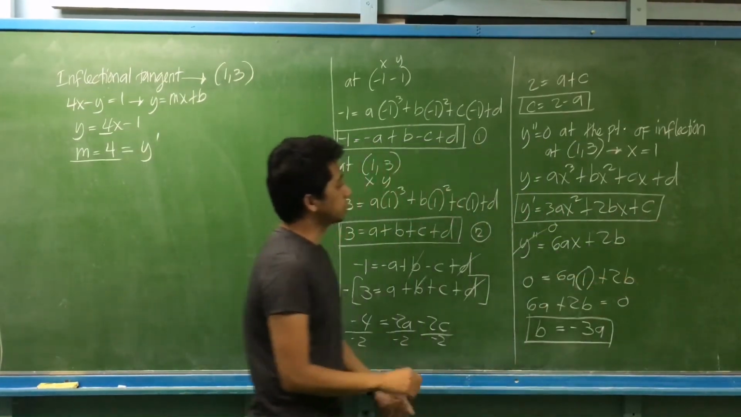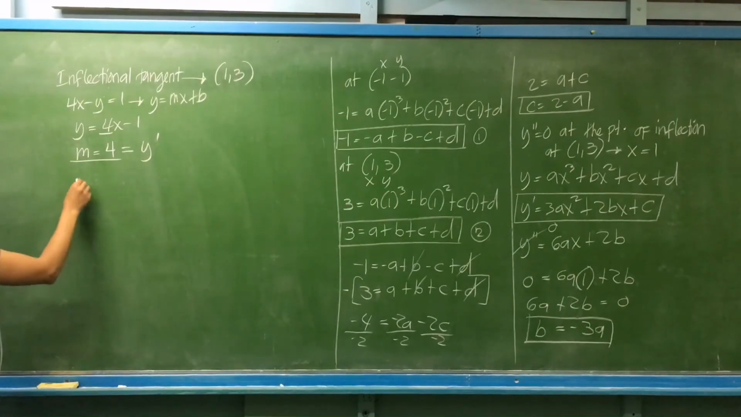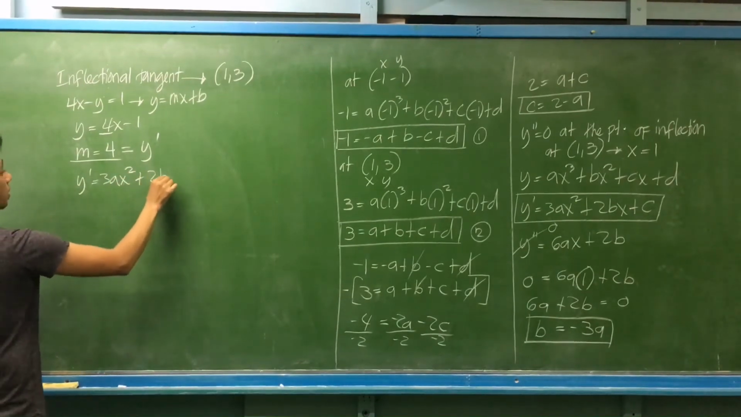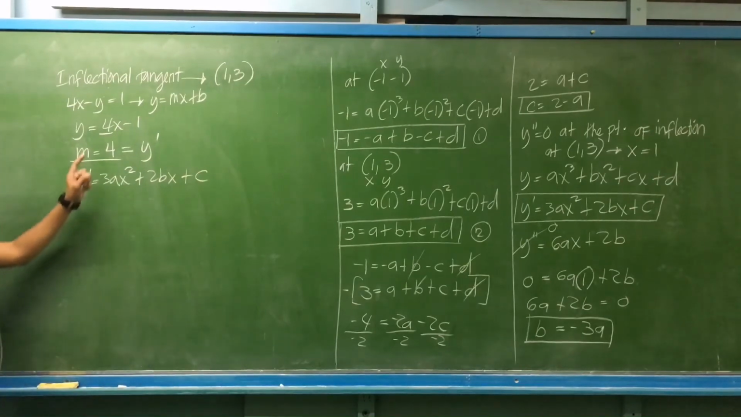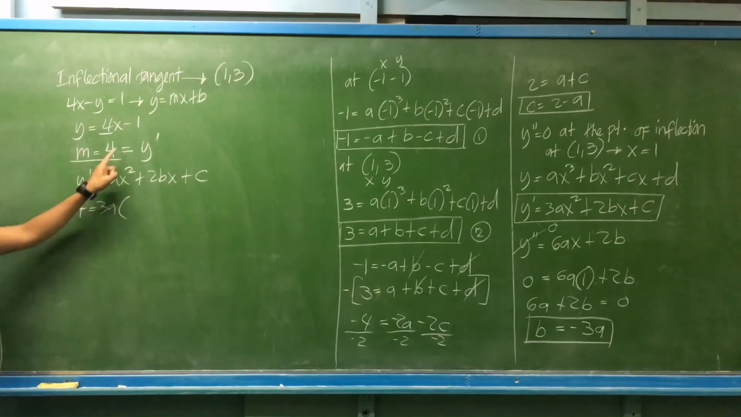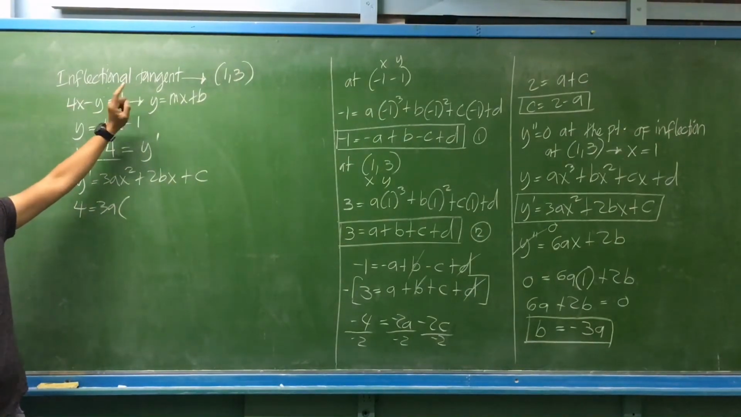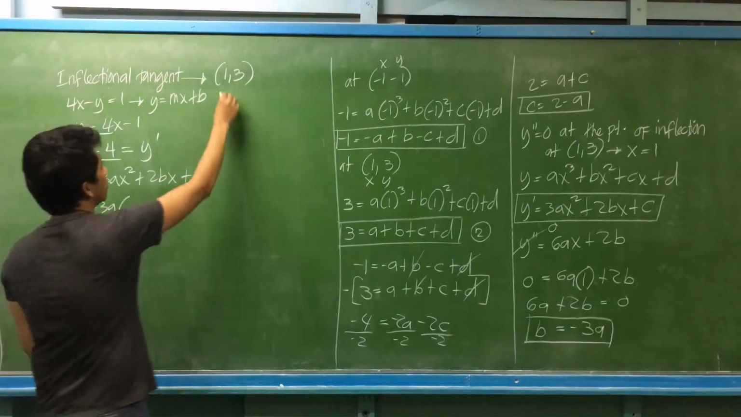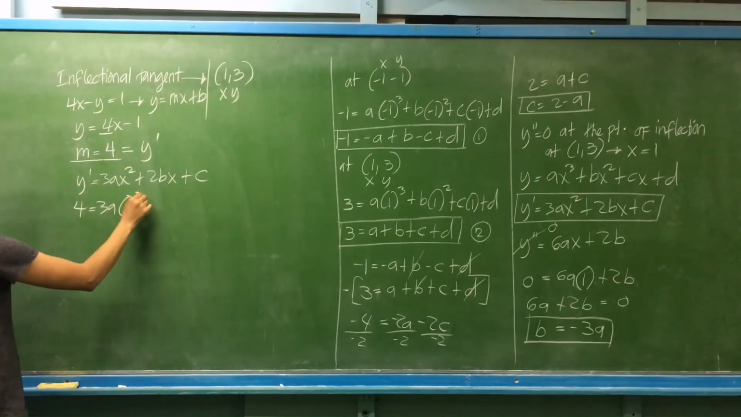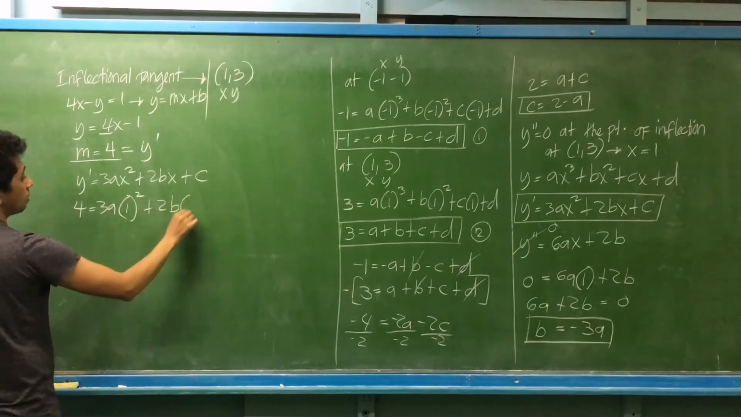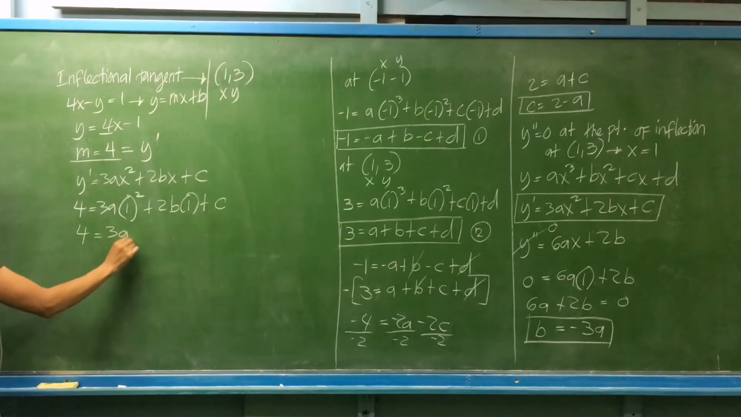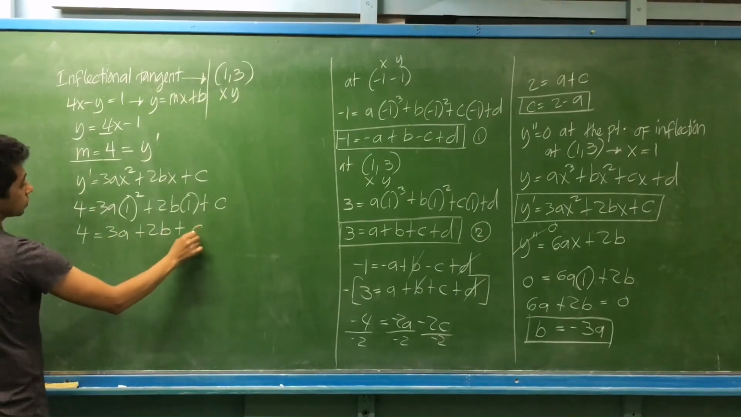The equation of y prime is equal to 3ax squared plus 2bx plus c. We have a slope of 4 at the point of inflection. What is the value of x at that point? The inflectional tangent, where does it pass? So at the point of inflection, x is equal to 1: 3a times 1 squared plus 2 times b times 1 plus c. You have the equation 4 is equal to 3a plus 2b plus c.